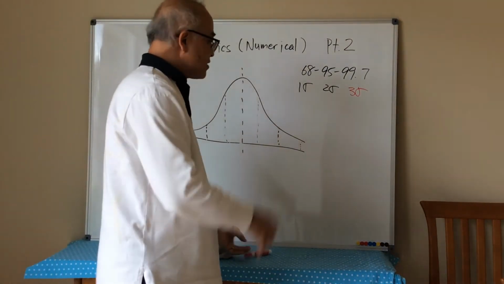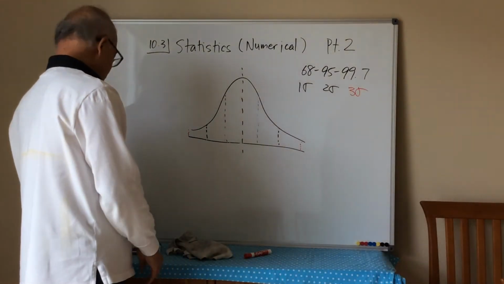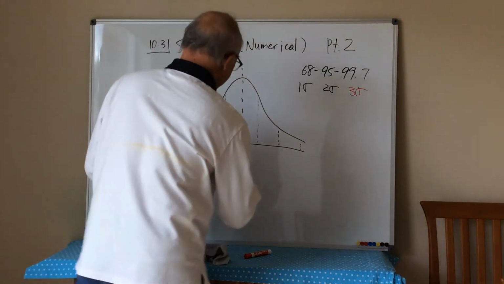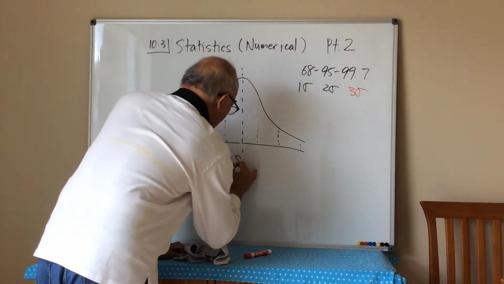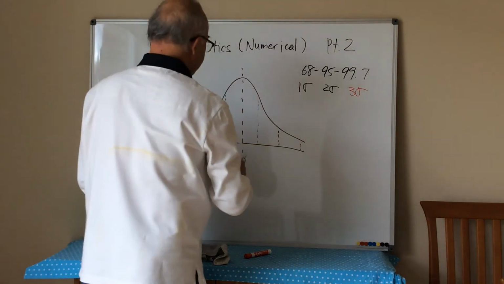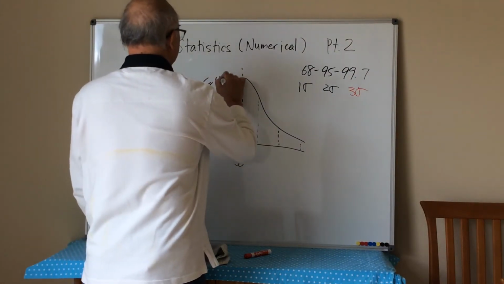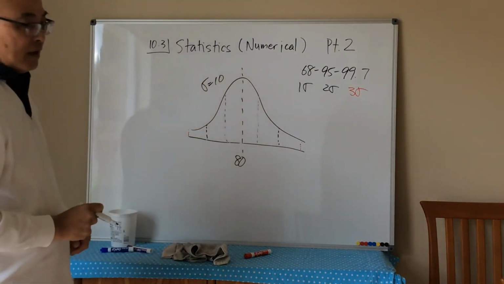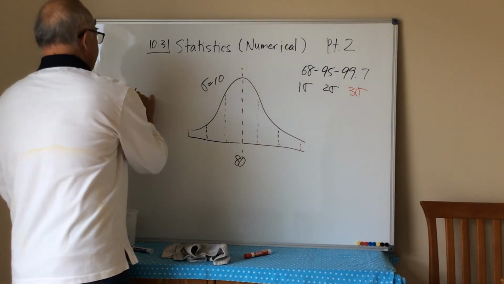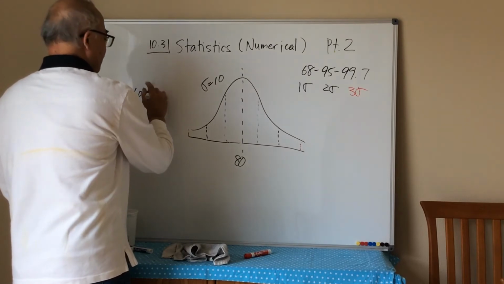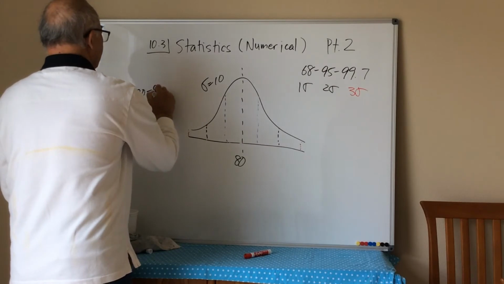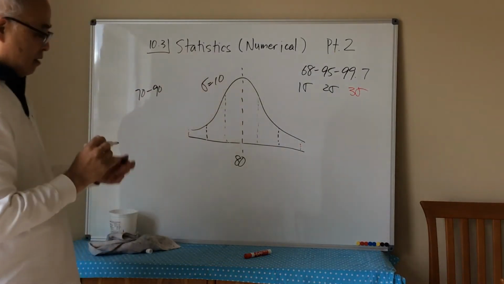So why is this important? Let's say that I gave you guys a quiz, and the average score was 80 with a standard deviation of 10. Okay? So if I ask you how many people scored between, let's say, 70 to 90, what would that be?